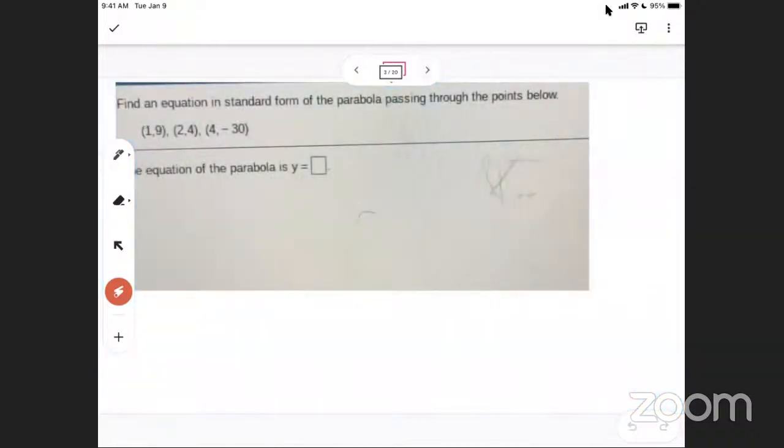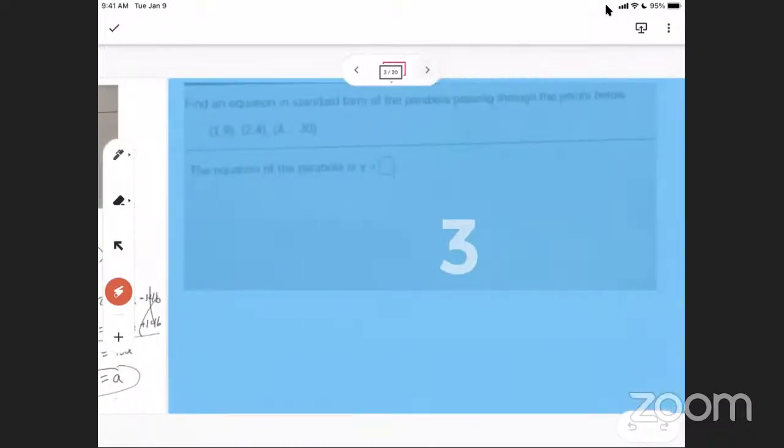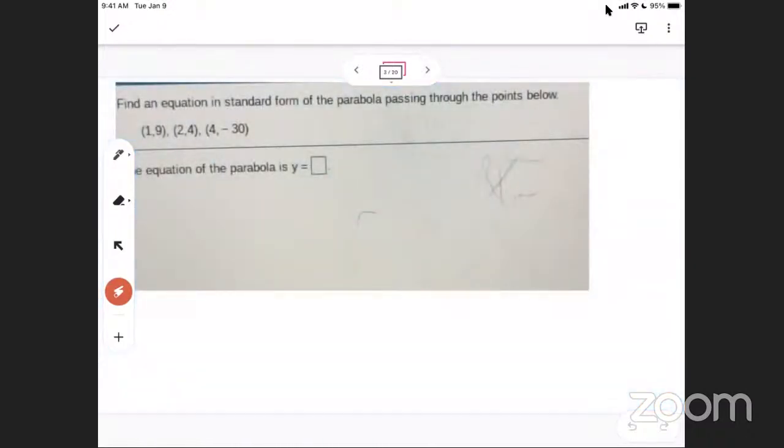So would it be negative 4x squared plus x minus 10? Minus 10. Yep. Oh, okay. So same deal for this one. You're going to set it up the same way. And it's a tedious process. So if you want, I'll show you the shortcut, which will at least help you check it. It's super easy. Well, it's not super easy because you still have to know how to plug it in.